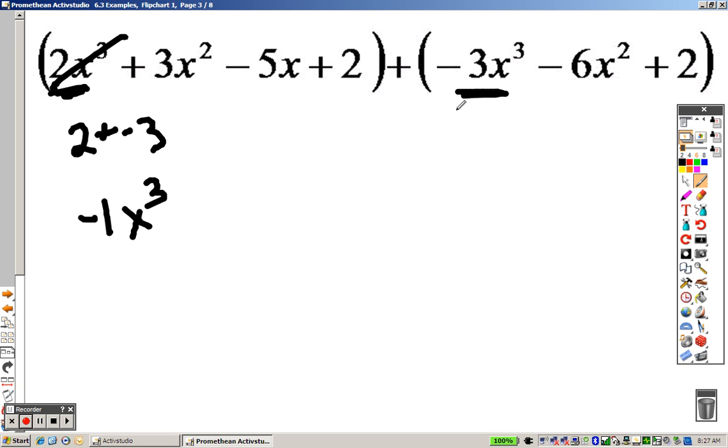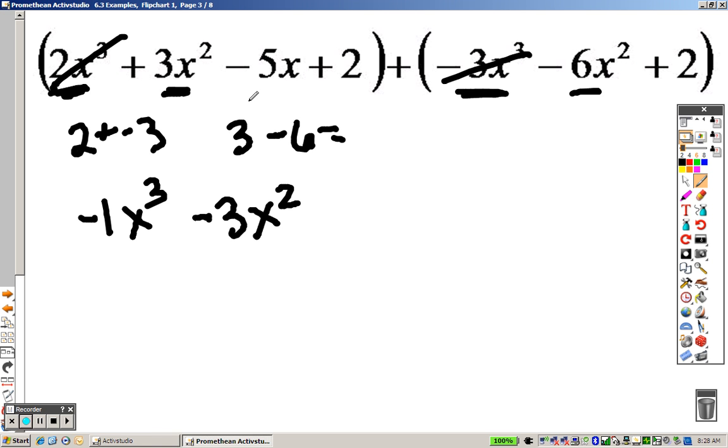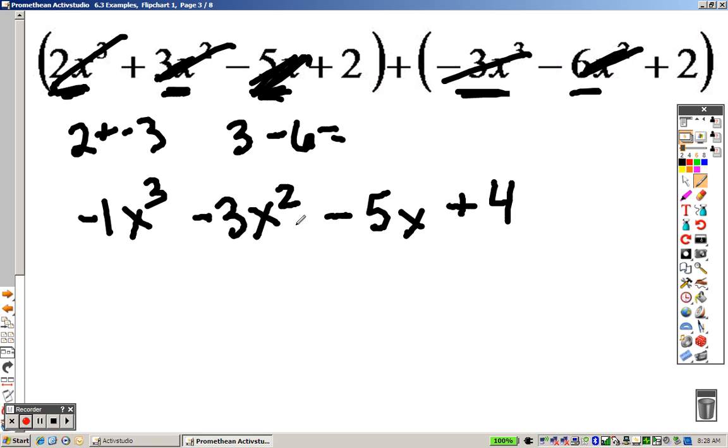So there you go. That one is taken care of. We have 3x squared and negative 6x squared. So 3 plus negative 6 is negative 3x squared. Those are gone. I have a negative 5x and no x's over here, so literally all I do is bring that down, negative 5x. Cross that out. And I have a 2 plus 2, which is positive 4, and there's your answer. Already done. Negative 1x cubed minus 3x squared minus 5x plus 4.